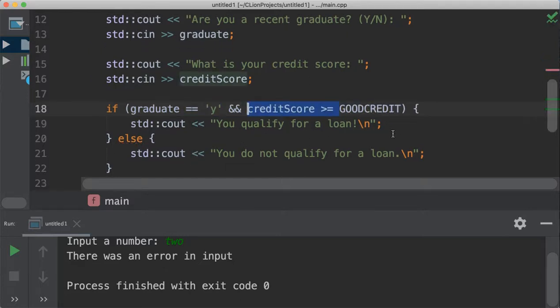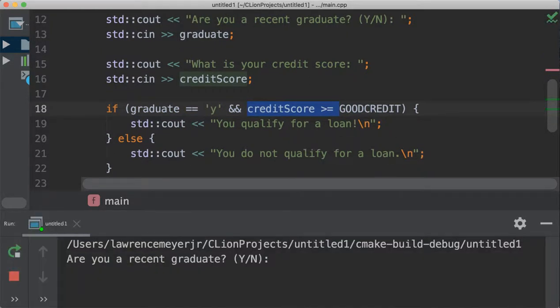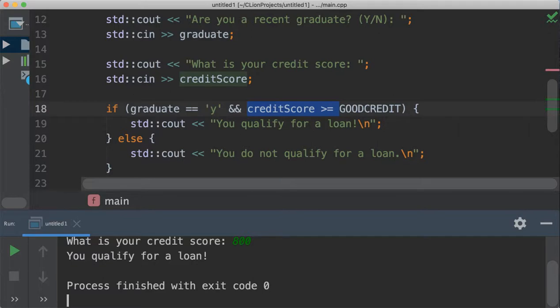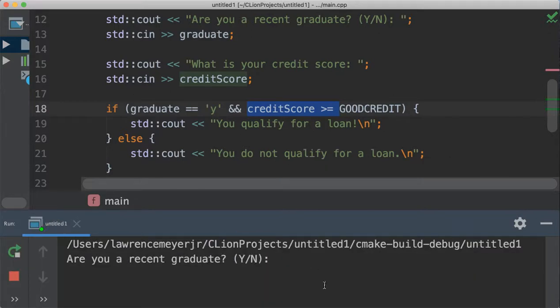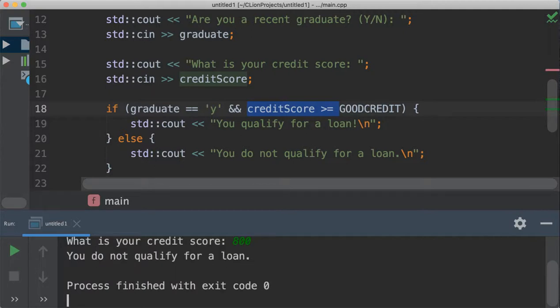And with that, we can run it. Are you a recent graduate? Yes, I am. What is your credit score? 800. You qualify for a loan. Are you a recent graduate? No. What's your credit score? 800. I don't qualify for a loan. If either one of these fail, this becomes false.